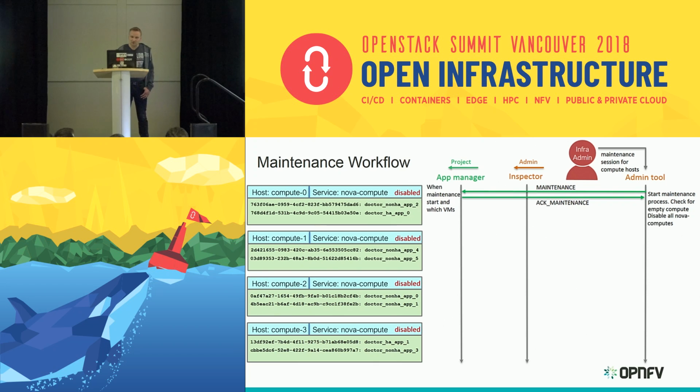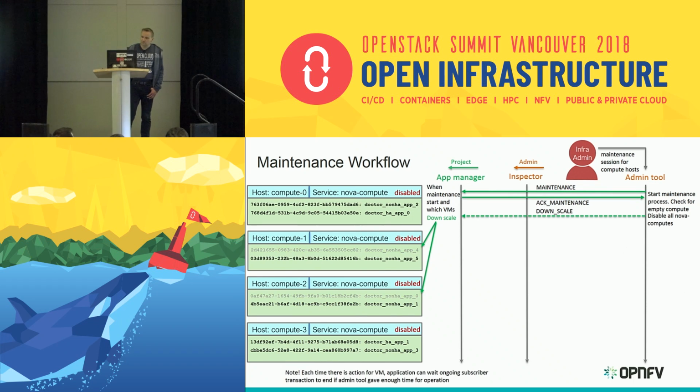So we disable Nova compute on this, so no further instances can be put there, but everything that is there is still running. So we ask the application, would you be so kind to downscale a bit, so we can go on with the maintenance. So this maintenance event message has a different state, so now there's a downscale, but otherwise pretty much a similar message, same event type.